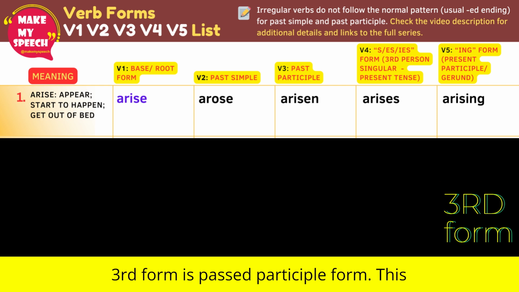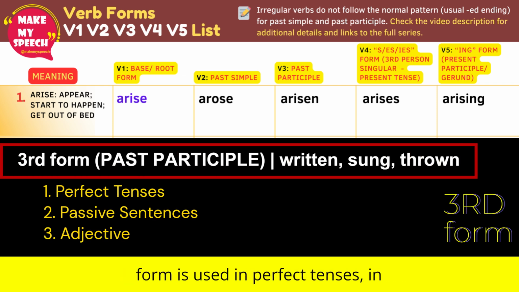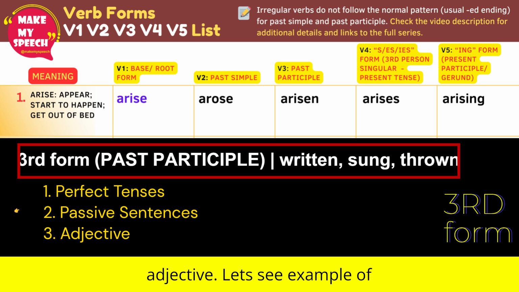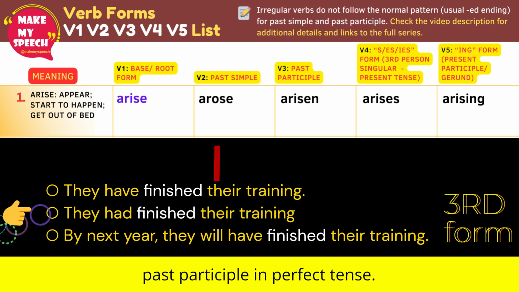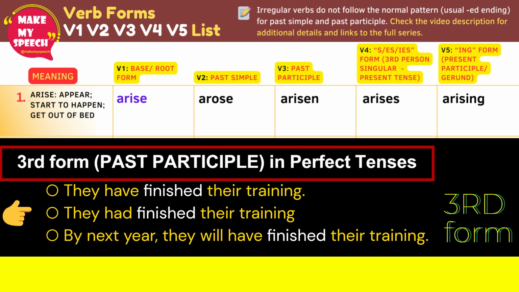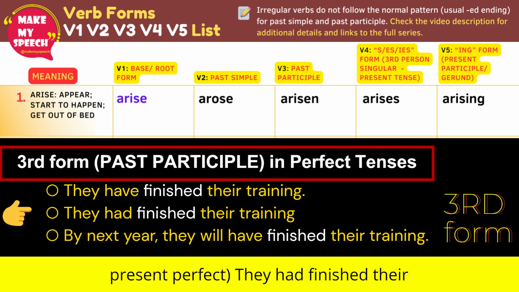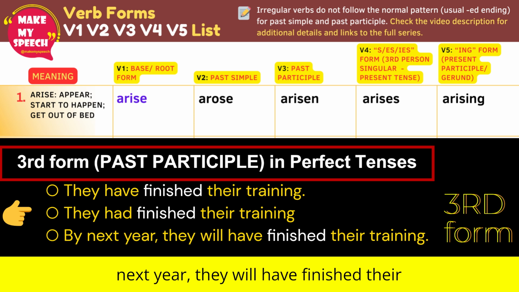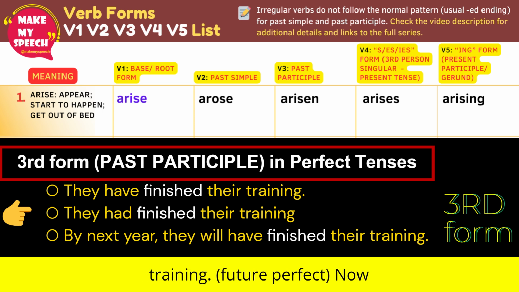Third form is past participle form. This form is used in perfect tenses, in passive sentences, and sometimes as an adjective. Let's see example of past participle in perfect tense. They have finished their training, present perfect. They had finished their training, past perfect. By next year, they will have finished their training, future perfect.